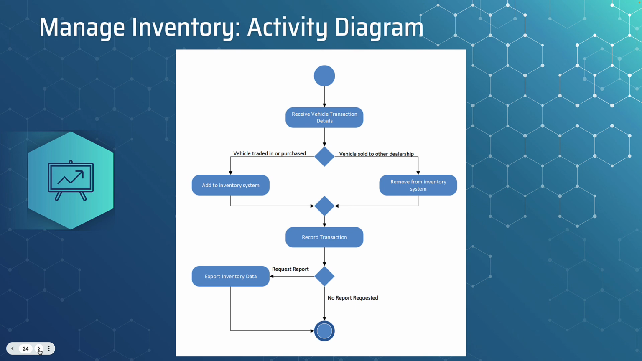For the activity diagram, you can see management receives the vehicle transaction details, and the vehicle can be either traded in or purchased, which will allow it to be added to the inventory system. If the vehicle is sold to another dealership, it's removed from the inventory system, and it leads to recording the transaction. After recording the transaction, they can request a report and export the inventory data. If no report is requested, then it ends the diagram.